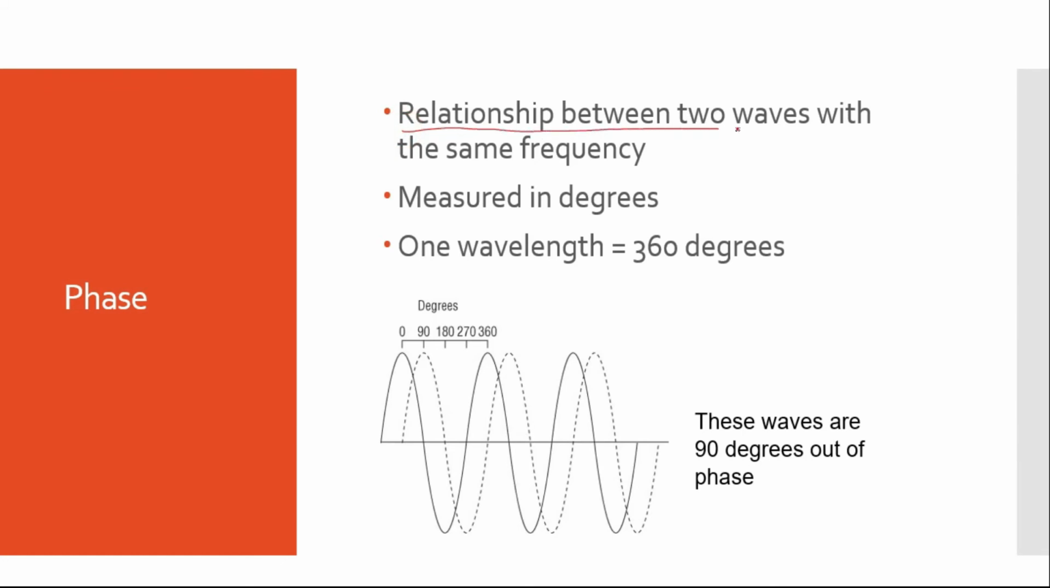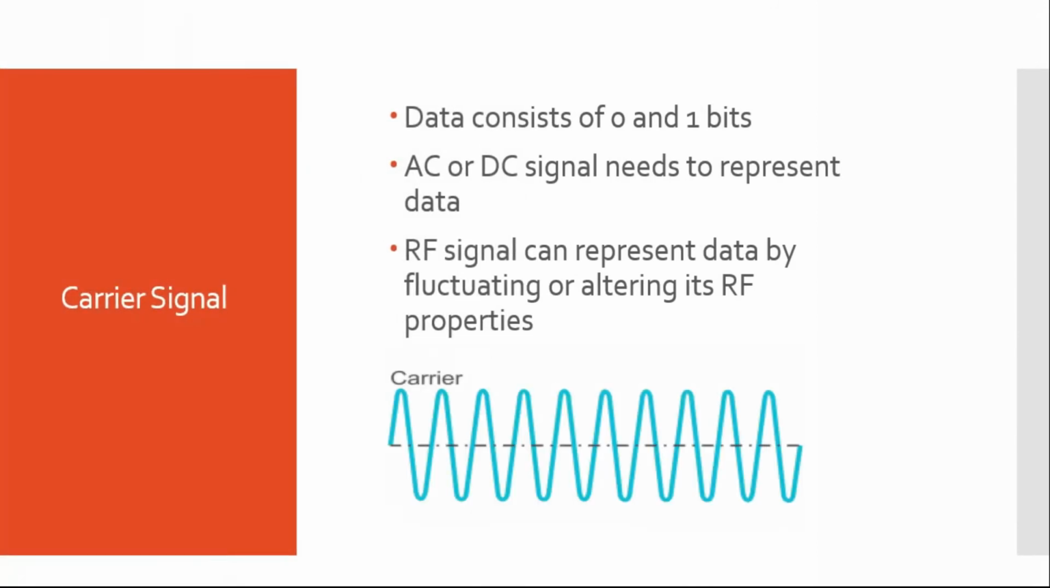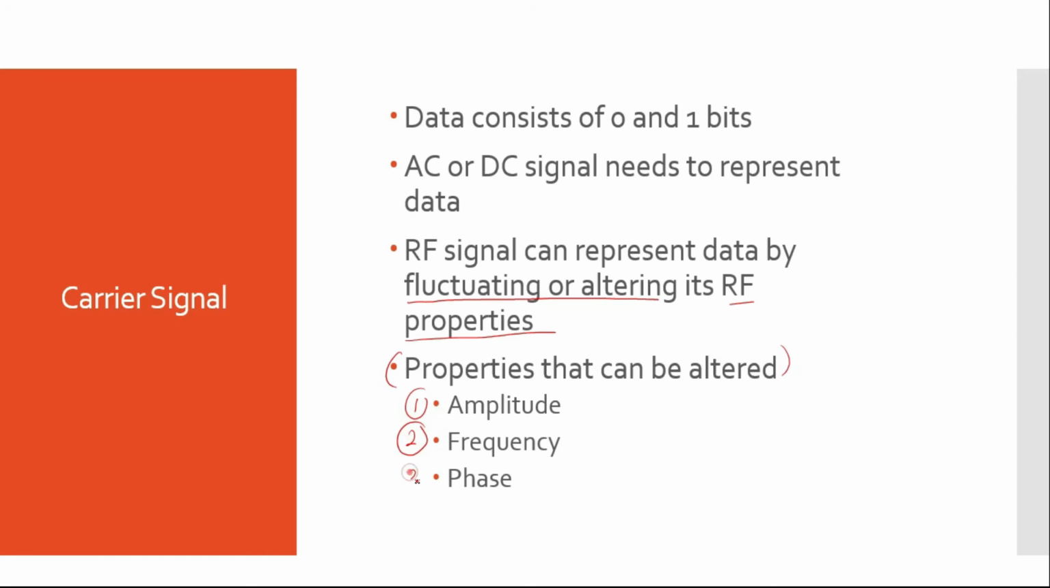Phase is the relationship between 2 waves with the same frequency, measured in degrees, where one wavelength equals 360 degrees. You can refer to this to measure. 2 types of phase difference: constructive interference and destructive interference. Carrier signal. Radio frequency signal can represent data by fluctuating or altering its radio frequency properties. Properties that can be altered are amplitude, frequency and phase.